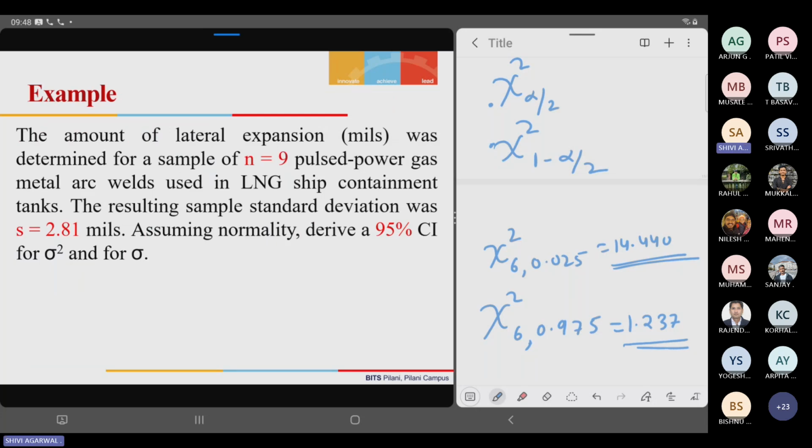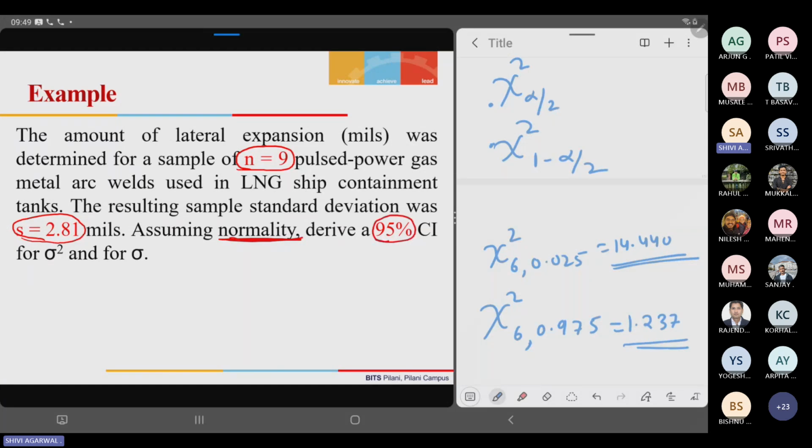So we are doing this estimation for sigma square, and when we take the square root of all sides, it will become the interval estimation of sigma. One example we are doing. The amount of lateral expansion was determined for a sample of 9, so n is equal to 9, pulsed power gas metal arc welds used in LNG ship containment tanks. The resulting sample standard deviation was S equal to 2.81. S is provided, the sample standard deviation. Assuming normality, so a normal distribution is required for our population. It is given here.